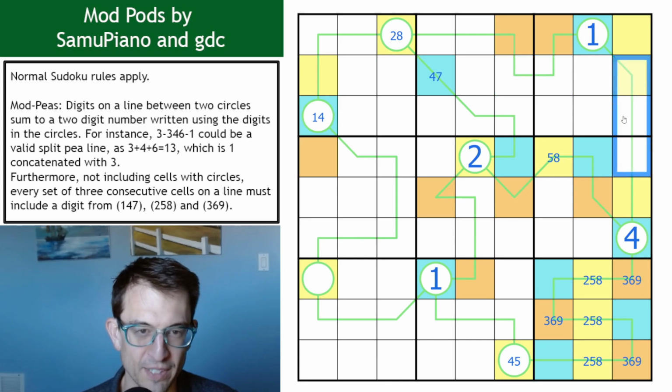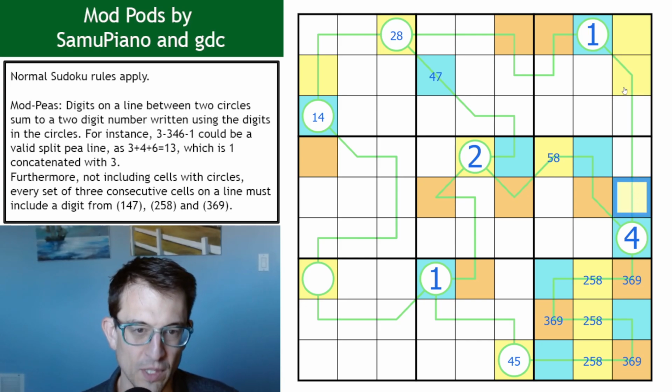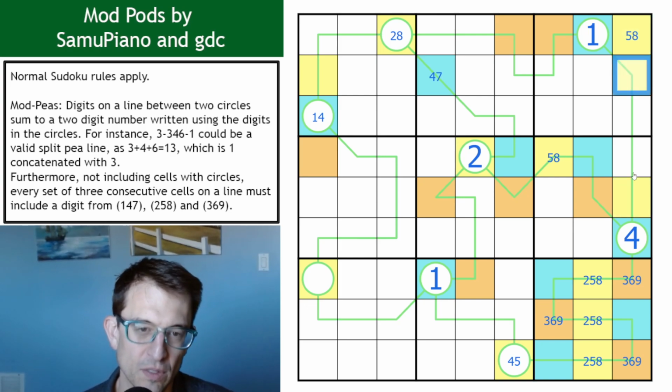Oh, let's go back to 14, because that seems pretty... So there's definitely a 2 here in one of these. So this is 5 or 8. There's definitely a 2. There's definitely a 1 in one of these. So this is a 1, right?